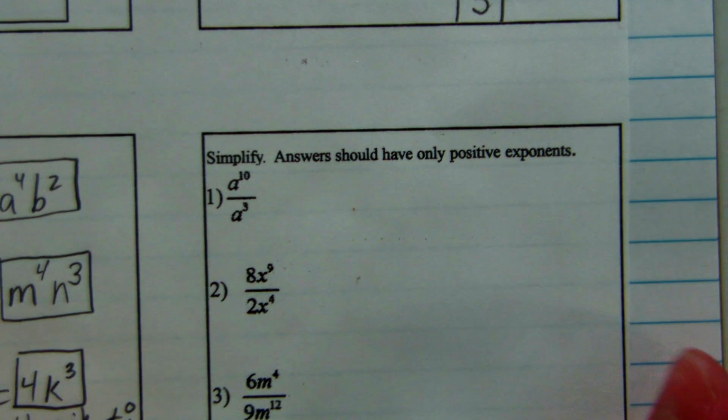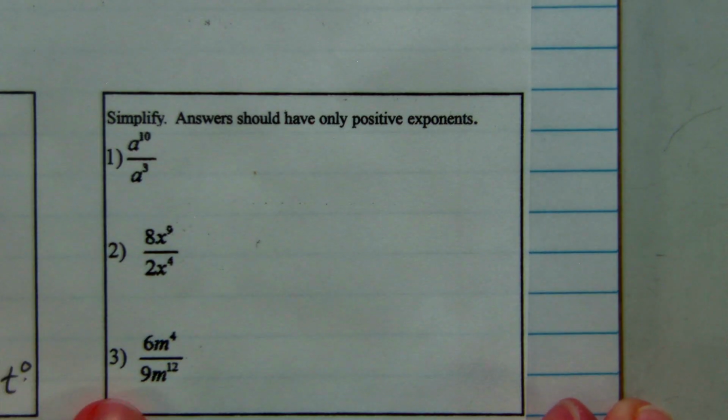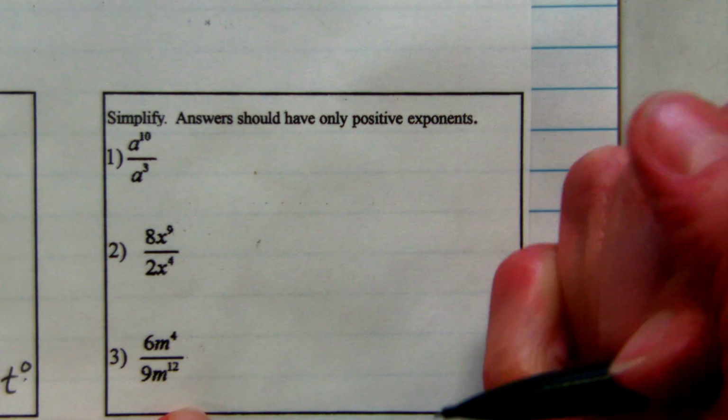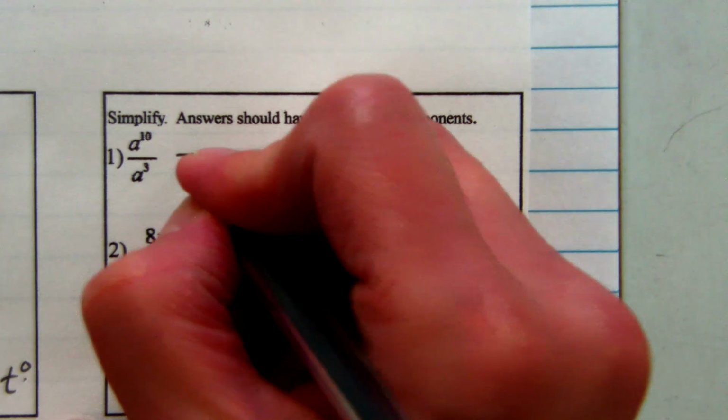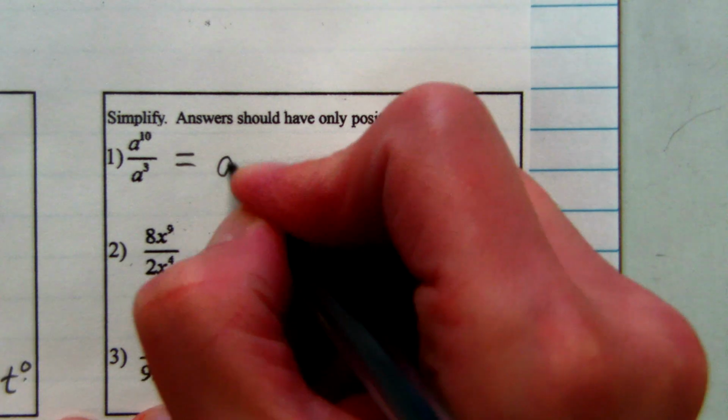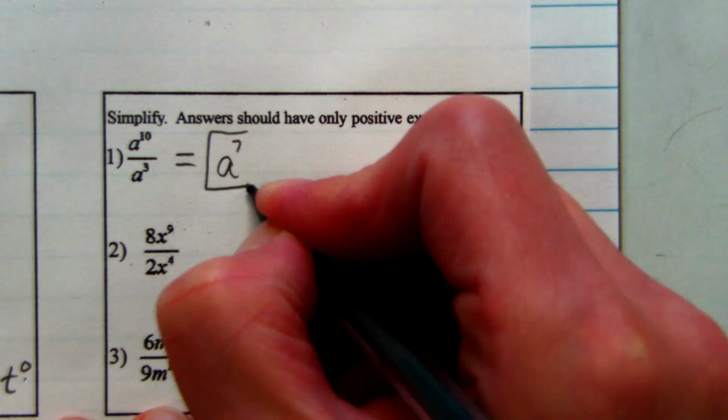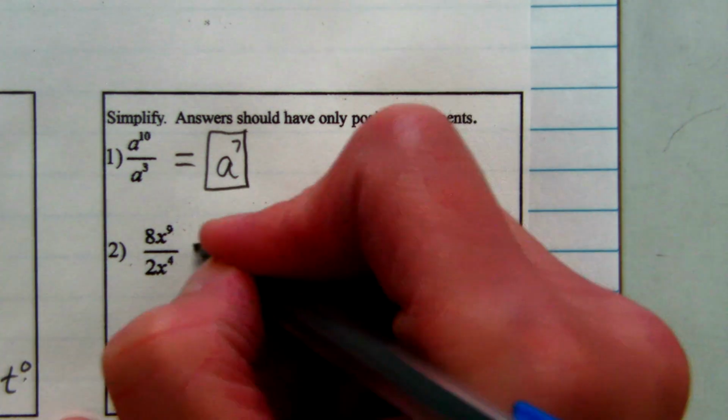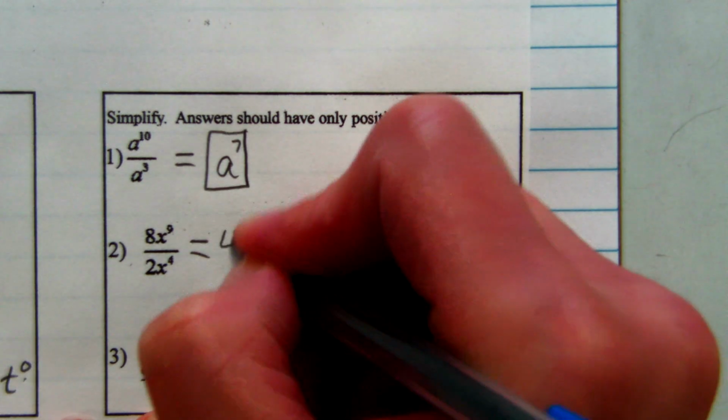All right, so let's go to this last box. There is a bit of a twist at the very end. So number 1, 10 minus 3 is just 7. So a to the 7th. Somebody tell me what number 2 would be. 4x to the 5th. Good job.